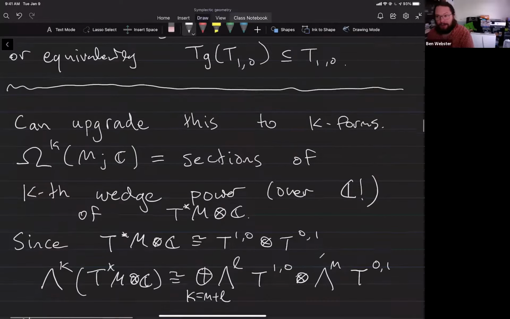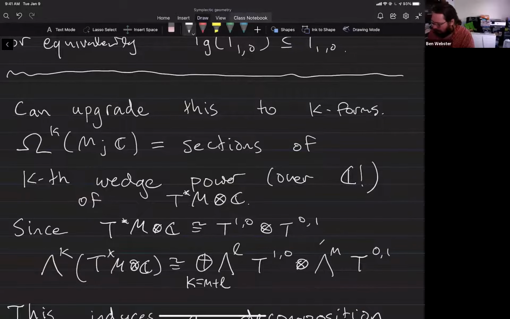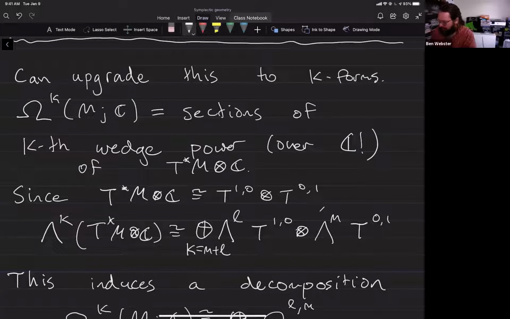All right, well, let's upgrade this to K-forms. So just to have some notation at hand, K-forms are sections of the kth wedge power of the cotangent bundle. And I'm adding a C here to mean the kth wedge power of the complexified cotangent bundle. And I'll just mention, it doesn't matter whether you take wedge power first and then complexify, or complexify and then take wedge power. But of course, if you have wedge power over R, you need to take wedge power over C.